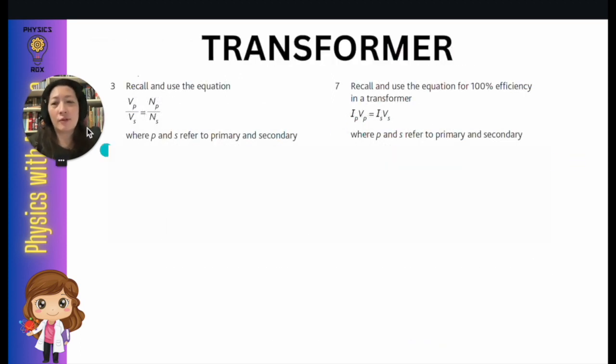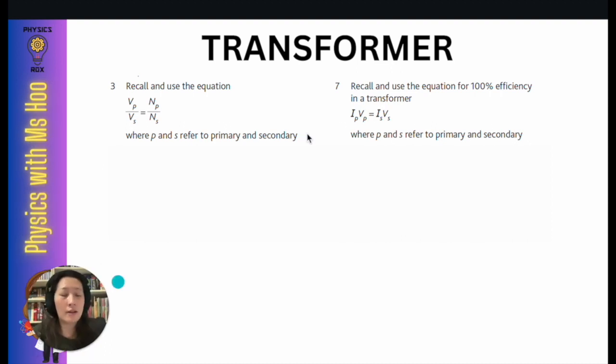In addition, you also need to be able to recall and use the equation of Vp over Vs equals Np over Ns. This is quite simply a ratio formula which relates the voltage to the number of turns on the coil. So you can see how this ratio is reflecting the change in voltage. So a greater number of turns on the secondary will have a greater voltage, whereas a lower number of turns on the secondary will have a lower voltage.